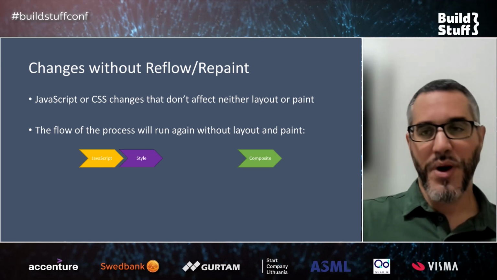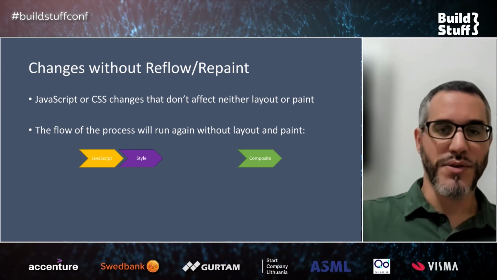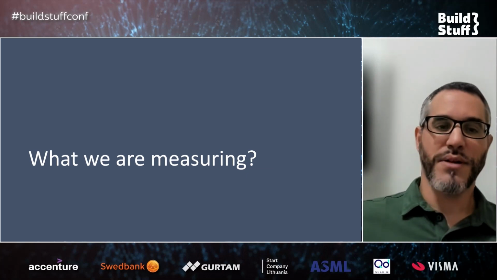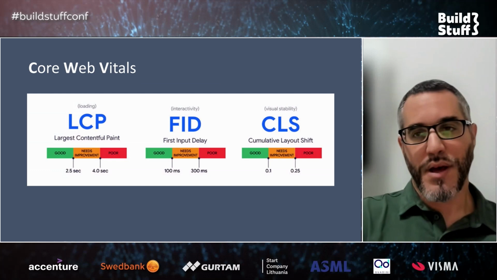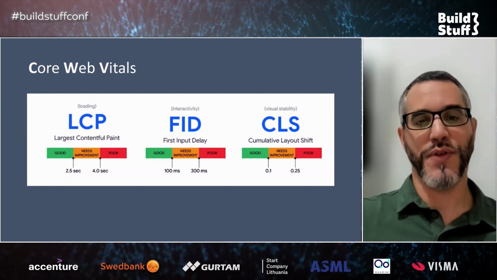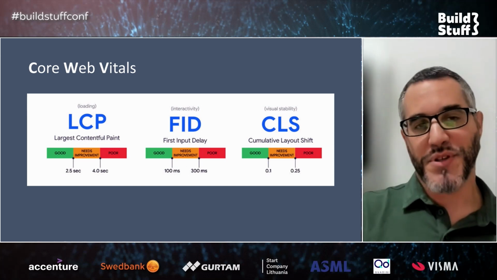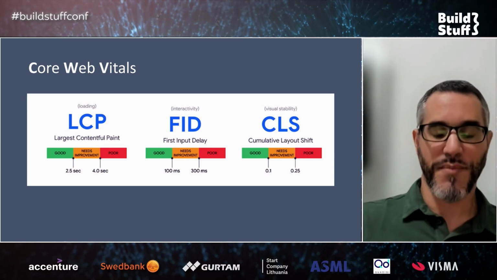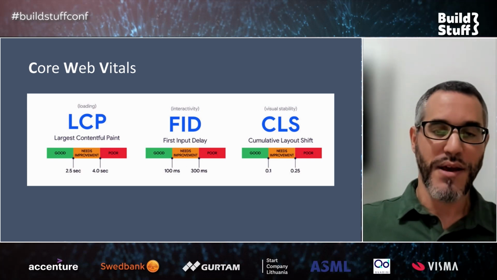Now we understand all the moving parts of how the browser is going to render pages. So let's try to understand what we are measuring. What we are measuring is different parts of the application, or different parts of things that happen inside our application. All those parts are represented in Core Web Vitals. What are Core Web Vitals? This is something that Google created.